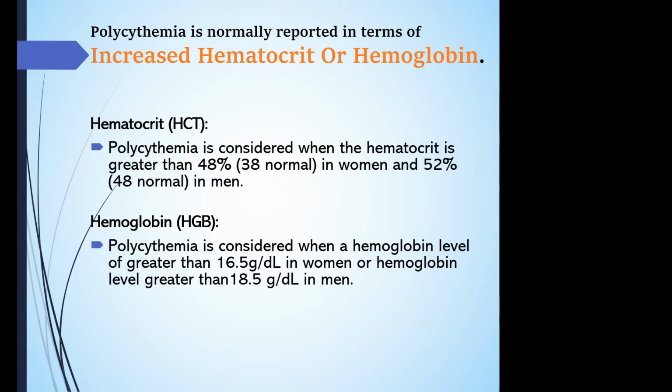Now come to the hemoglobin. Polycythemia is considered when hemoglobin level is greater than 16.5 gram per deciliter in women or hemoglobin level greater than 18.5 gram per deciliter in men. Normally its value is between 12 to 15 gram per deciliter in a normal person. However, its values increase too much in the case of polycythemia.